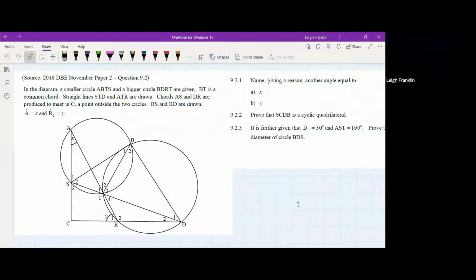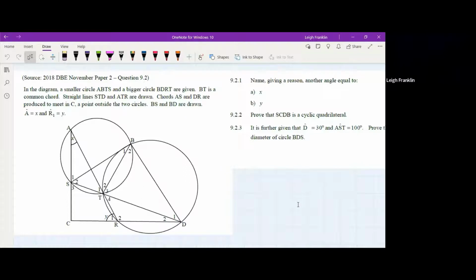It's not like we've seen the word tangent. We've seen a common chord. Have they used the word tangent anywhere? BT is a common chord. No, so they haven't told us that any of these lines are tangents. All right, so now let's go and have a look at the diagram. And the first thing that they want us to do is work out another angle that's also equal to X.